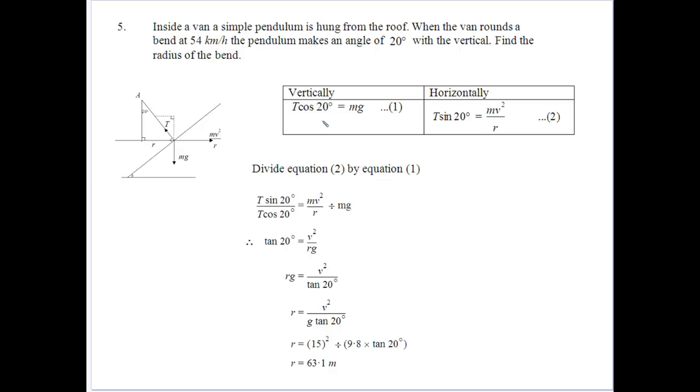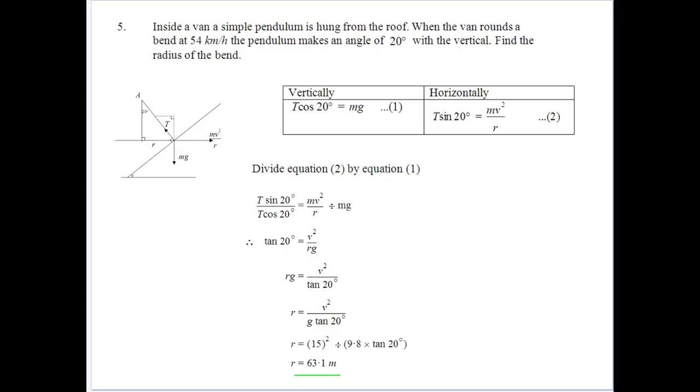We know what gravity is, we know what our velocity is, and obviously we had our 20 degrees. So we want to find r. If we take equation 2 divided by equation 1, the T's cancel and we get tan of 20, and the mass cancels and we get v squared on r g. That's okay because we want to find r, so we get r by itself: r equals v squared on g tan 20. Taking gravity as 9.8, we're able to work out that our radius is 63.1 once we put our values in. So there we go, that's how we solved that question.